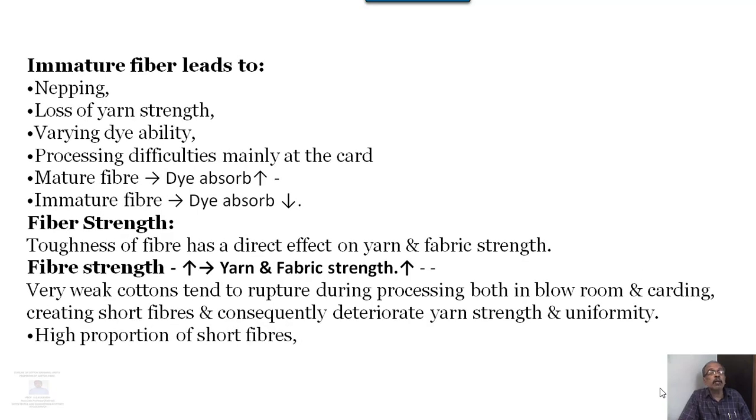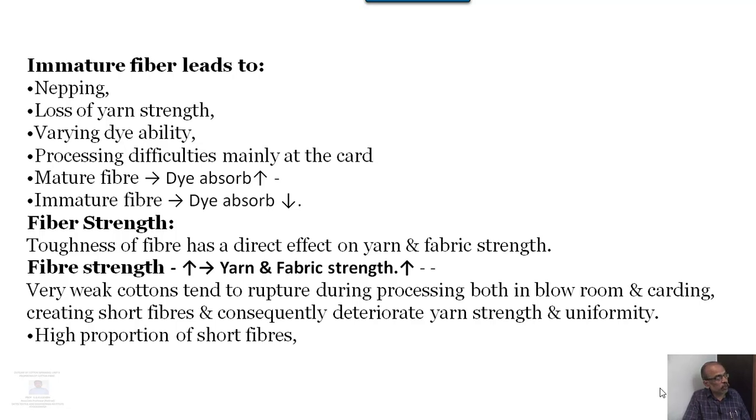So immature fiber leads to napping, as I have discussed just now. Loss of yarn strength is likely to happen because of the dead fibers or more immature fibers. Varying dyeability, that's what I was discussing, that in wet processing, the dyeability or the manner in which the printing paste is acquired on this material will be decided. Processing difficulties, mechanical processing in the carding process in the spinning department, will happen. In mature fibers, dye absorption will increase. In immature fibers, dye absorption will be less.